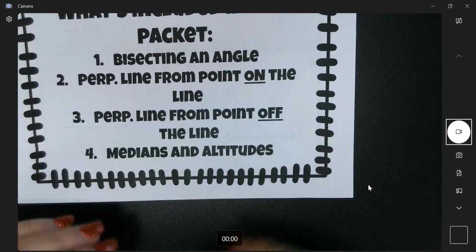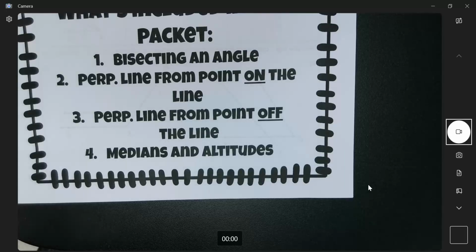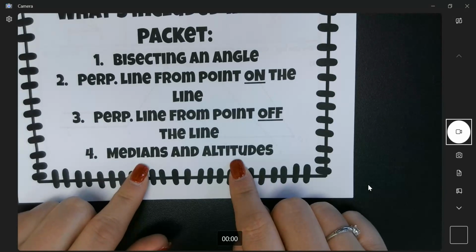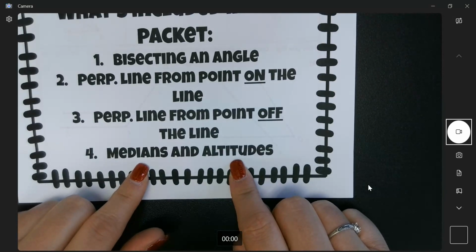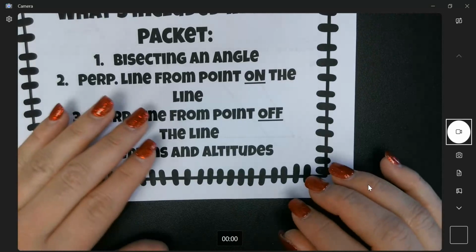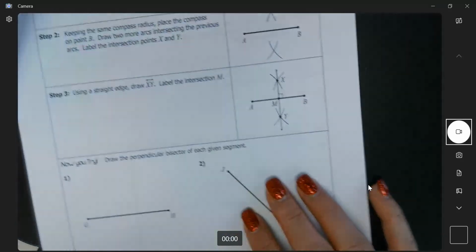So medians and altitudes, I just threw those in there because one of the bonus points on the quiz is going to be one of these. I'm not telling you which one, but the bonus point will be one of these two constructions. So I just gave practice if you wanted that, in case you didn't already know how to work through it.